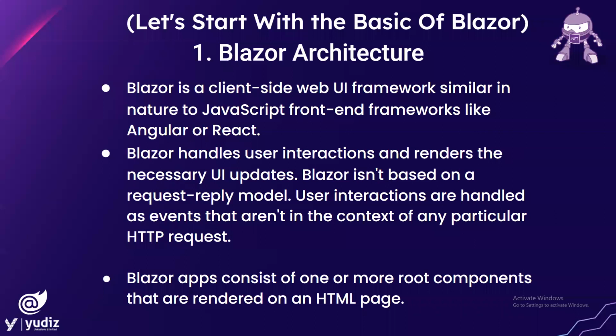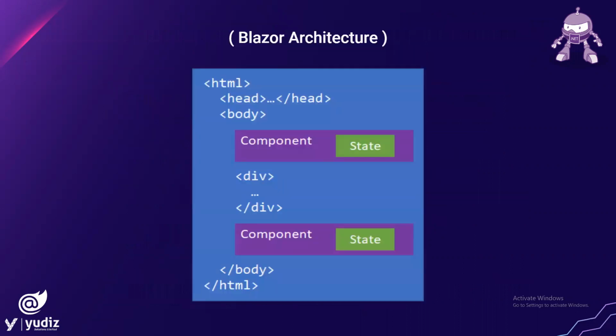Our first topic is Blazor architecture. Blazor is a web front-end framework similar to Angular or React. It's not based on a request-reply model. Blazor is based on an application component model. Blazor apps consist of one or more root components that are rendered on an HTML page. Here you can see the architecture of Blazor. Here the component is a Razor page in which we are doing markup and C# portions. We will discuss components in detail later.